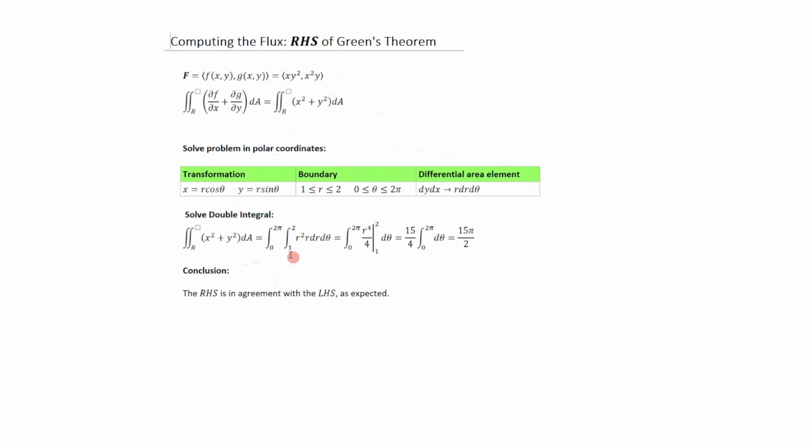The first integration is with respect to dr, between 1 and 2, and theta is between 0 and 2 pi. If you follow through and do this calculation, you get 15 pi over 2, which says that the right-hand side is in agreement with the left-hand side. So clearly we have shown, with the technique developed in the previous lecture, that in this case, where you start with a not simply connected region, by introducing the cut, we can still employ Green's flux theorem and see agreement between the left-hand side and the right-hand side.